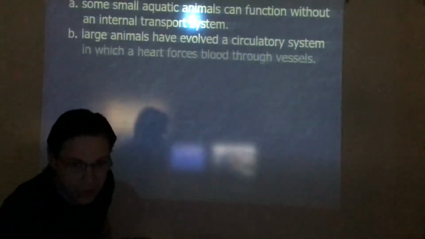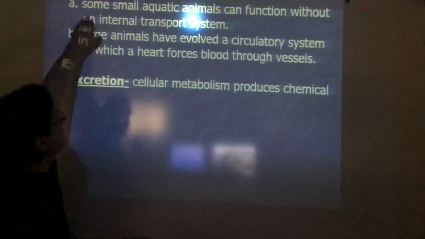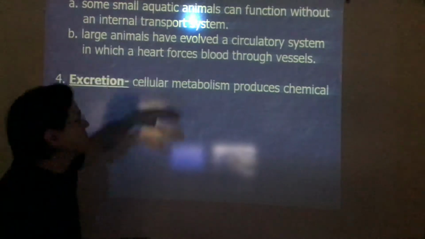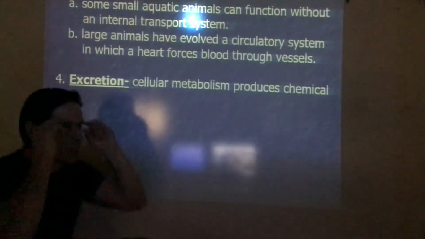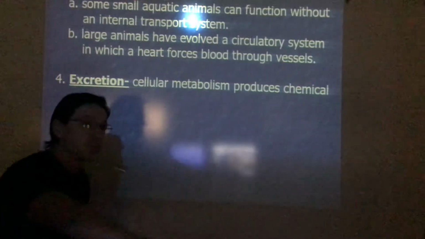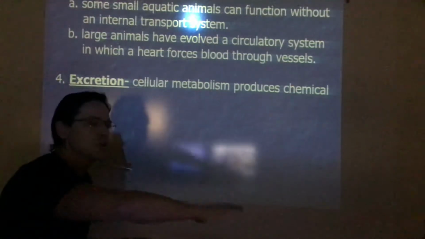Okay, so there's respiration. Number 3 is internal transport. Some small aquatic animals function without internal transport. Basically what it's talking about is like our bloodstream would be our internal transport. Some organisms don't need it, and you'll see that especially in the early phyla that we talk about. And you'll see a slow transition.